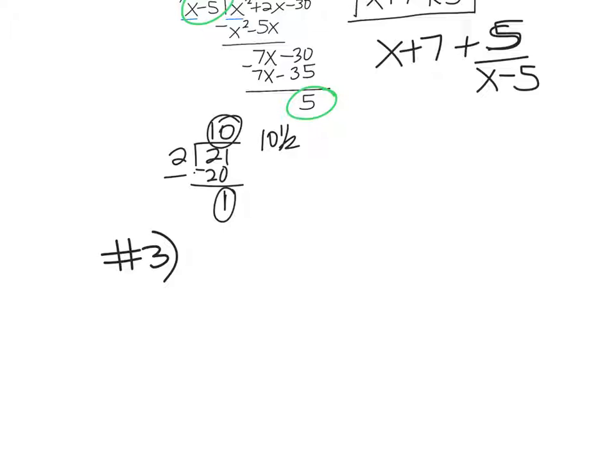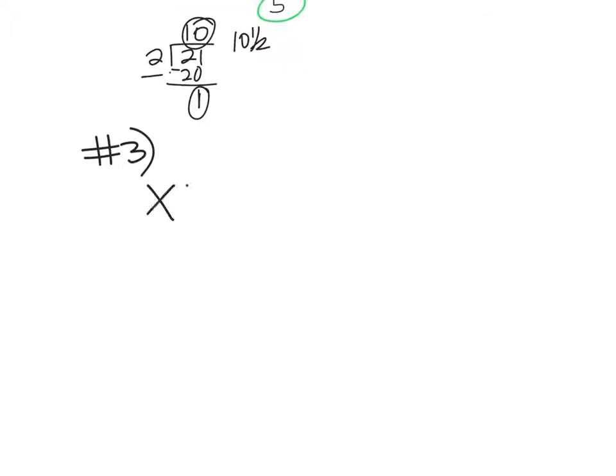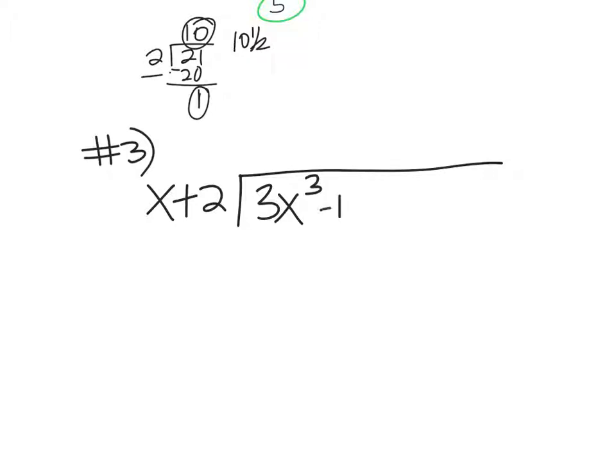All right, let's do a bigger one. Are you ready for it? You so are. We're going to take x plus 2, and we're going to divide it into 3x cubed plus 9x squared plus 8x plus 4.